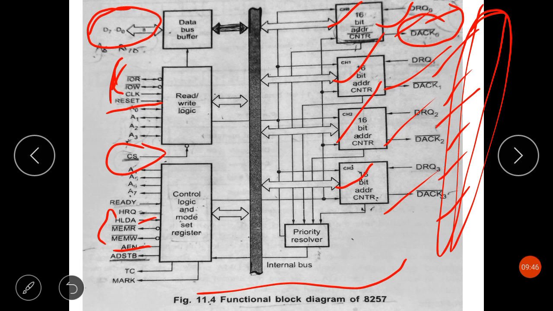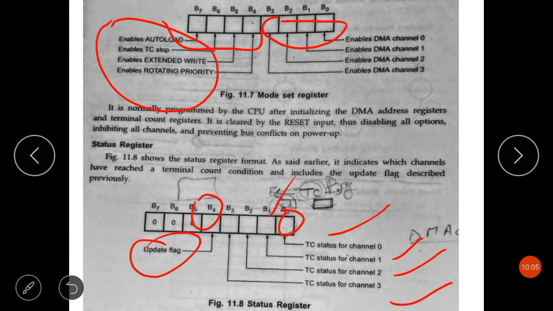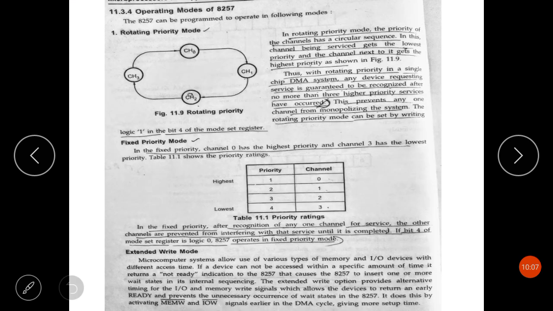Then we have the priority resolver, the remaining last block. It resolves the peripheral requests. It can be programmed to work in two modes, either fixed priority mode or rotating priority mode. These are the operating modes of the 8257.